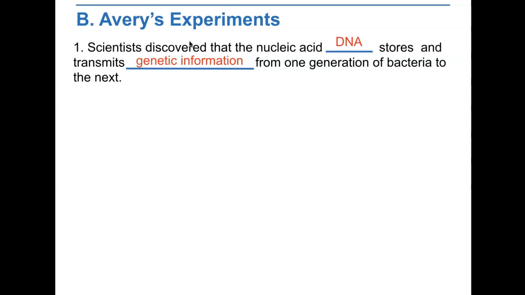Avery's team repeated the experiment one more time. This time they used enzymes that broke down a compound called deoxyribonucleic acid, or DNA. When they destroyed the DNA in the mixture, transformation did not occur. Only one possible conclusion could explain these results. DNA was a transforming factor. By observing bacterial transformation, Avery and other scientists discovered that DNA stores and transmits genetic information from one generation of bacteria to the next. Avery's work provided evidence that genes were made of DNA.